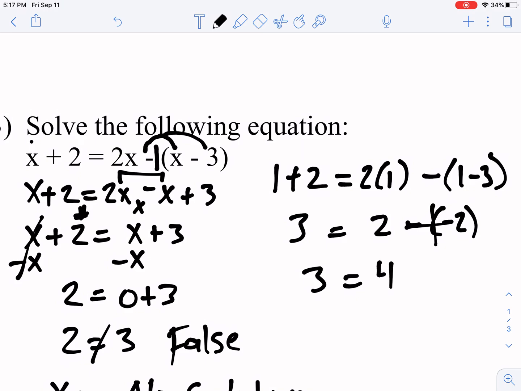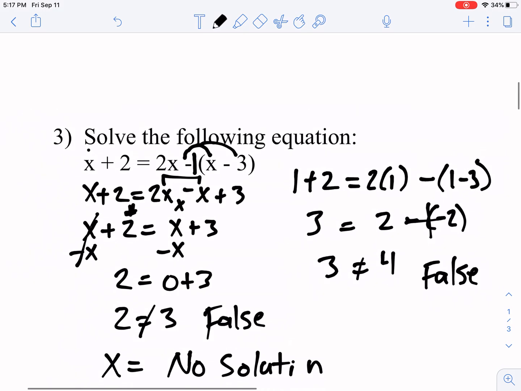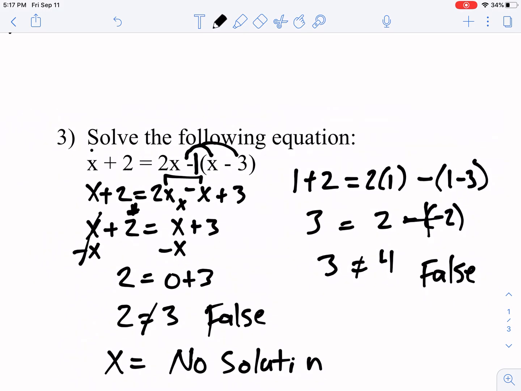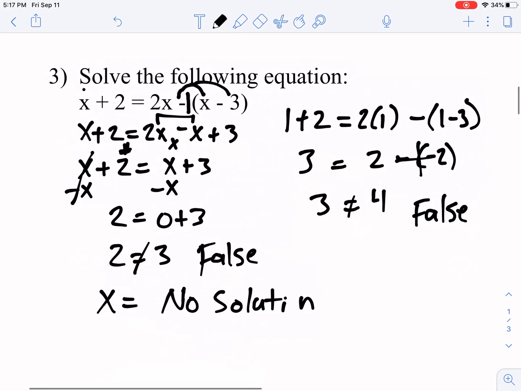Is that a true statement? No, that's a false statement. Okay, so notice, it doesn't matter what we're going to plug in, we're always going to get a false statement. So in other words, there is no solution. Whoops, forgot my O there. No solution for x.